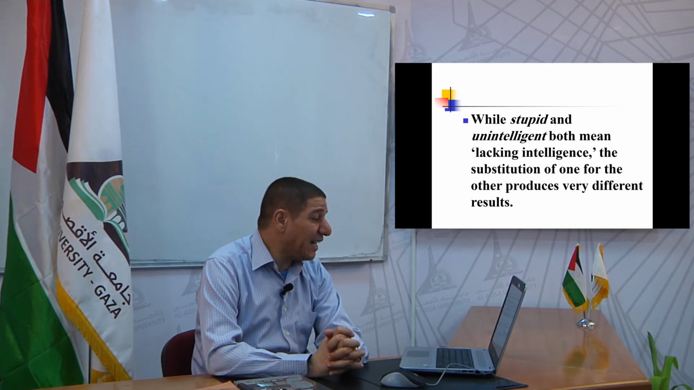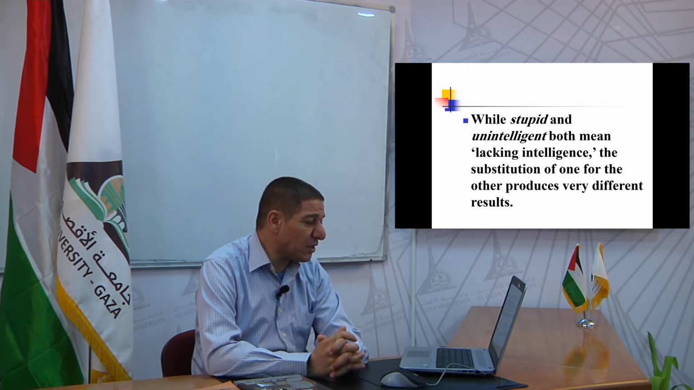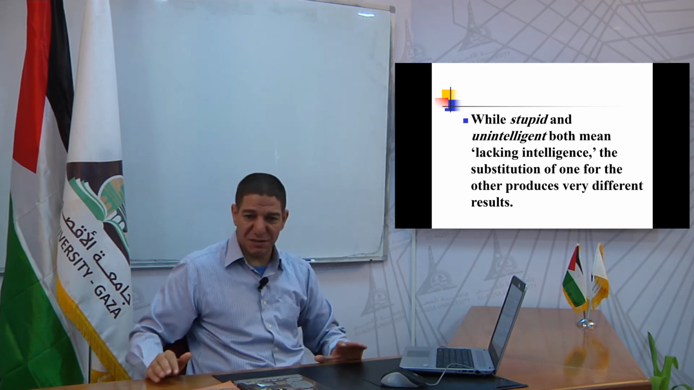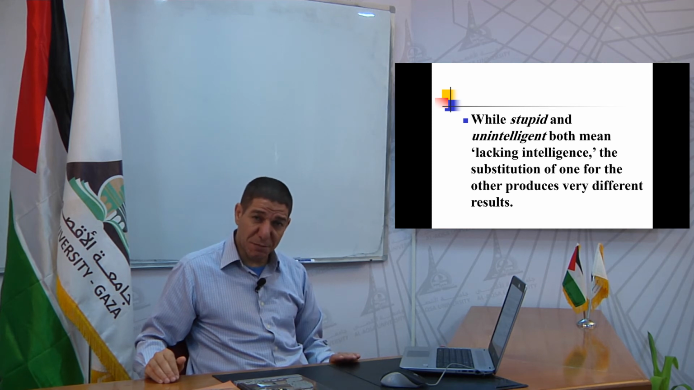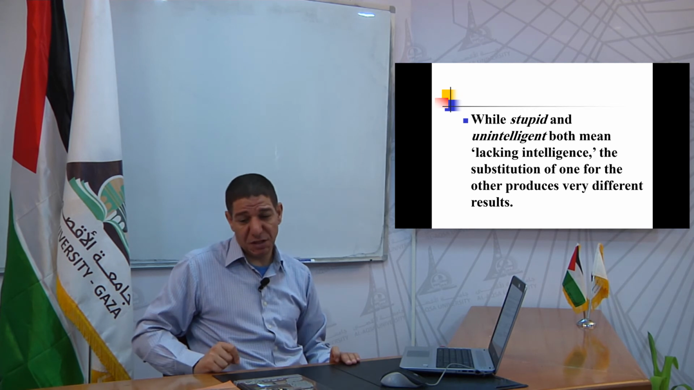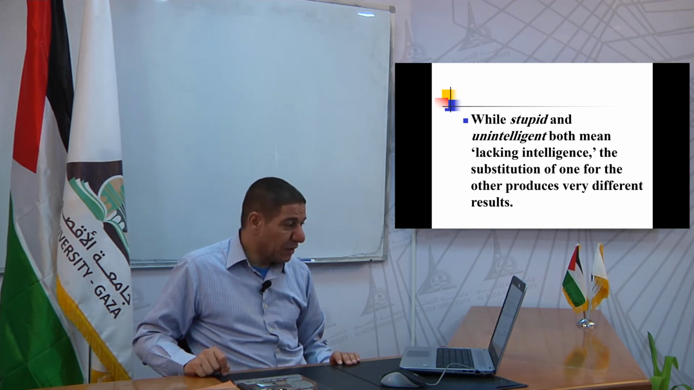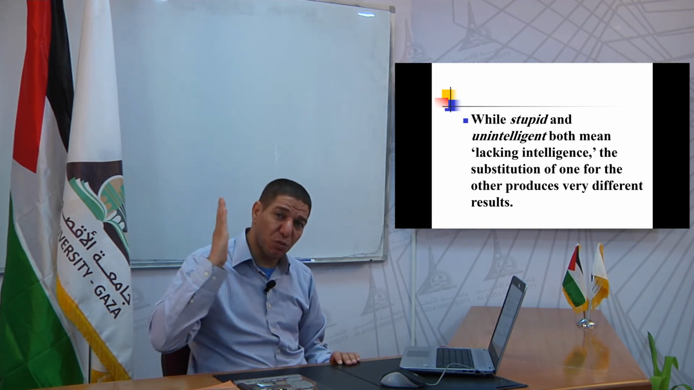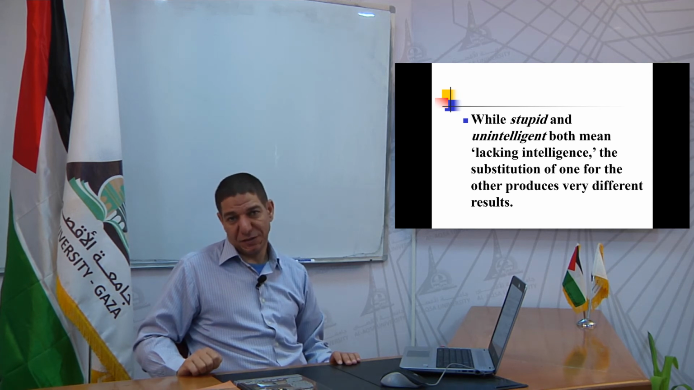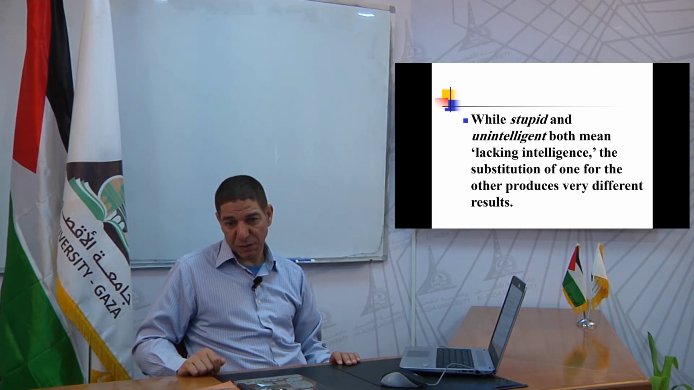While stupid and unintelligent both mean lacking intelligence, the substitution of one for the other produces very different results. When you say somebody is unintelligent, you don't necessarily mean that they are stupid. If you say he is stupid, then you are more blunt than with unintelligent.